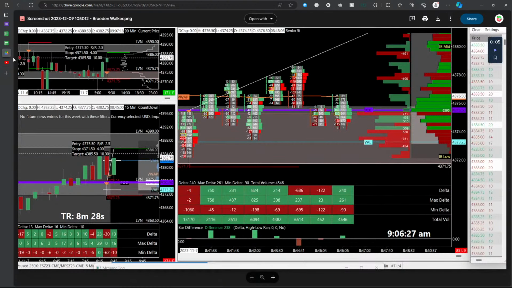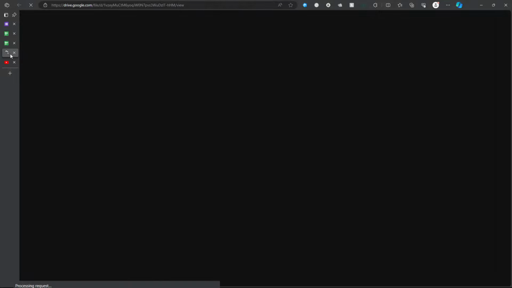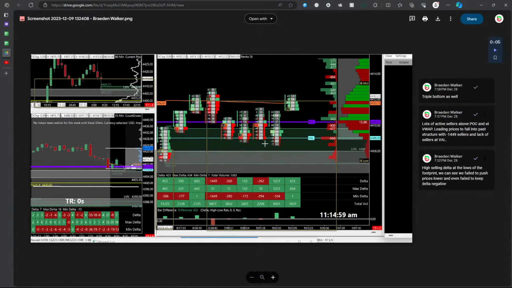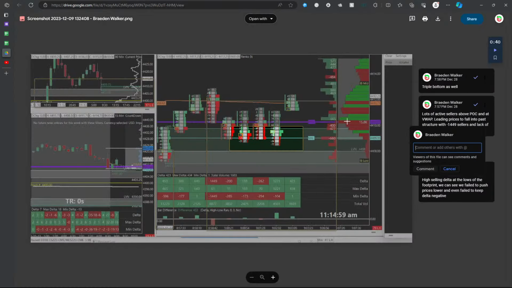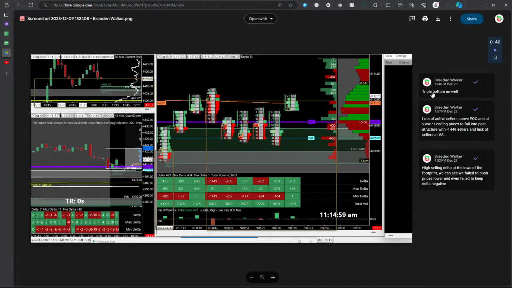You can pull up your screenshots if it loads. My internet's kind of slow right now. Yeah, you pull your screenshots up, and you can go through here and make comments and whatnot. I think this one has comments on it. You can highlight certain things, make a comment, and it's really useful. I like it, so I'll sit at work and I'll just do this for my trades.